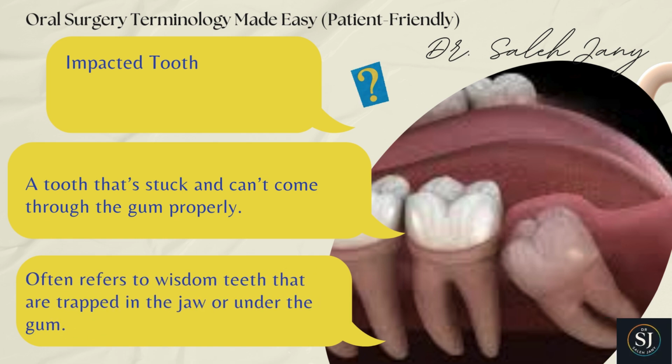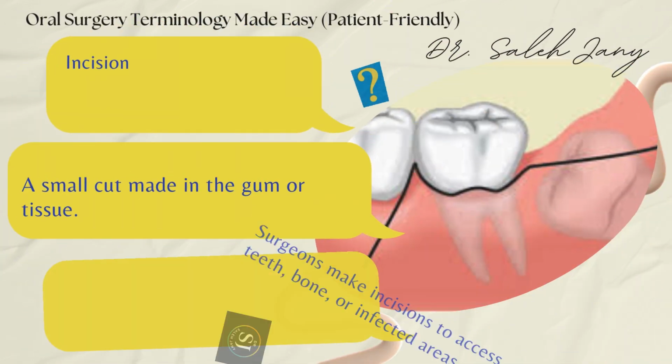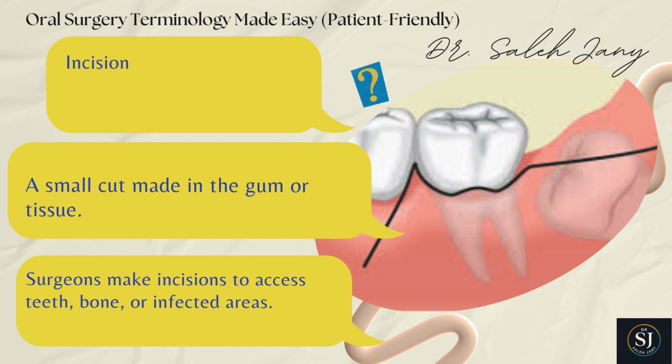Impacted tooth. What it means: a tooth that's stuck and can't come through the gum properly. Explanation: often refers to wisdom teeth that are trapped in the jaw or under the gum. Incision. What it means: a small cut made in the gum or tissue. Explanation: surgeons make incisions to access teeth, bone, or infected areas.